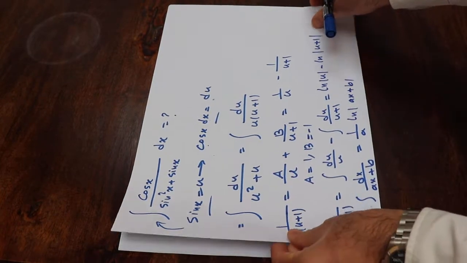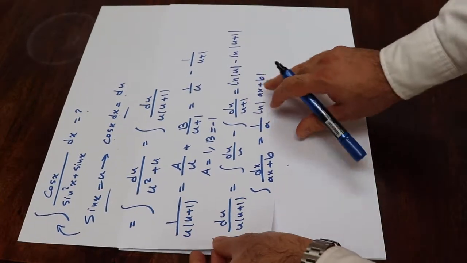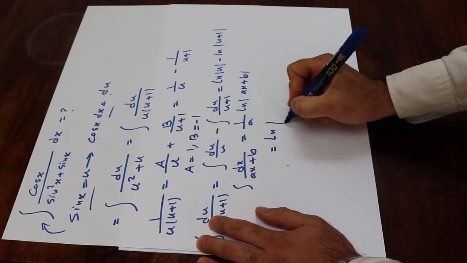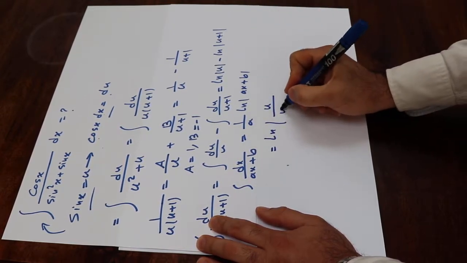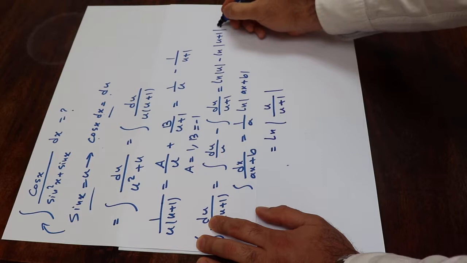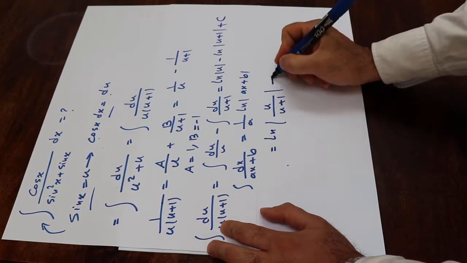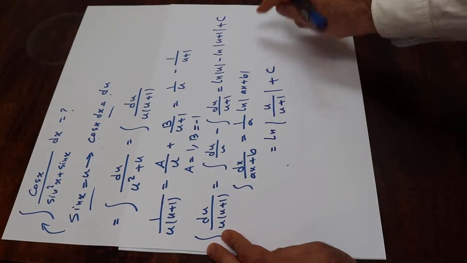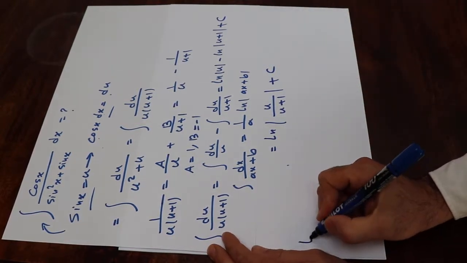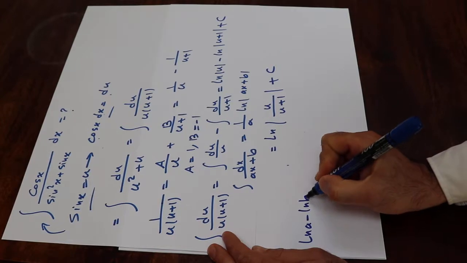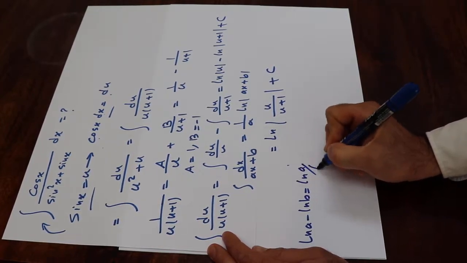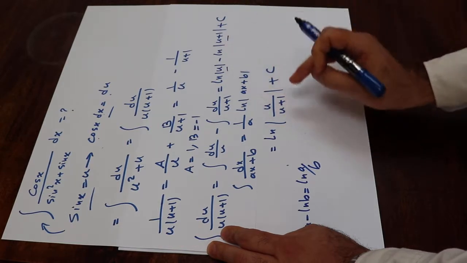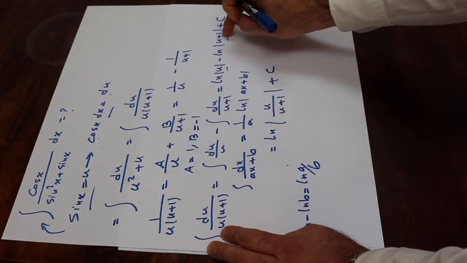Okay, so now you can rewrite this integral as ln u divided by u plus 1. Here there should be a c, plus c, which is the constant of the integral. Because from algebra you should know that ln a minus ln b is equal to ln a divided by b. So this is a, this is b, therefore this minus this, you can write it as ln u divided by u plus 1, that is a divided by b.